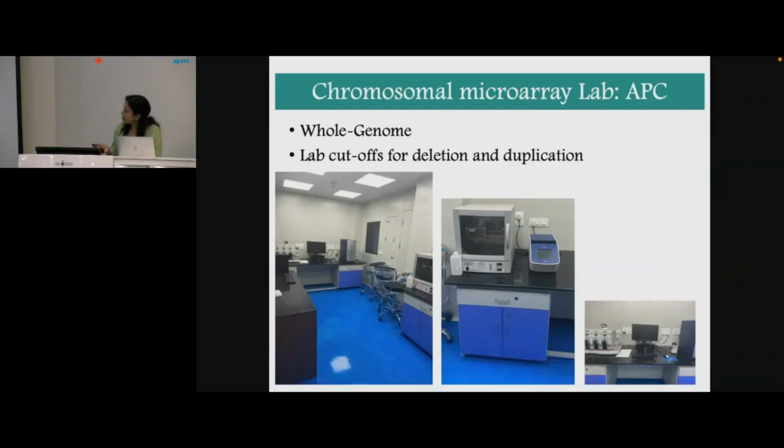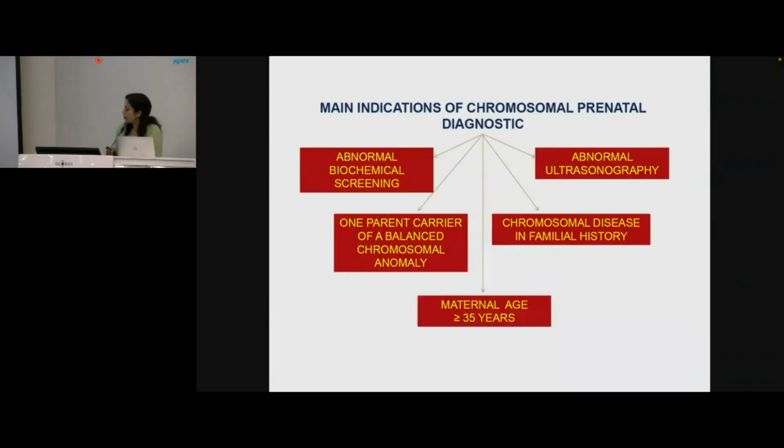This is our microarray lab in APC. We are offering it for patient care now. There are a few scenarios where you can offer chromosomal microarray for prenatal testing, which is very important in the genetic setup. You can use it if there is an abnormal biochemical screening test, abnormal ultrasonography, if one parent is a carrier of a balanced chromosomal anomaly, a chromosomal disease in the family history, or if maternal age is more than 32 or 35. You can go ahead with prenatal microarray as a screening test.